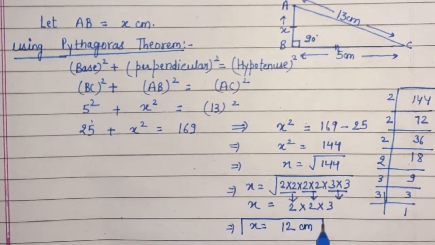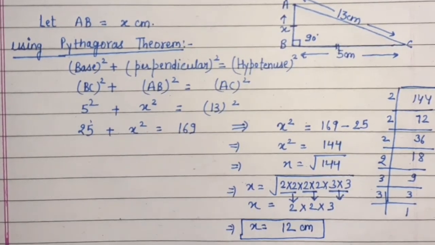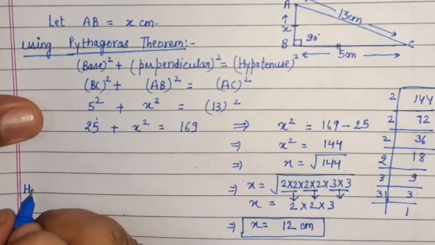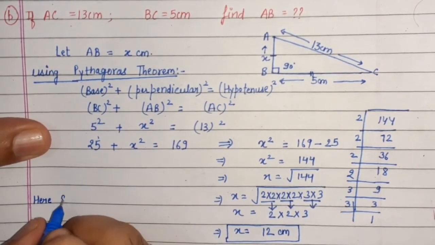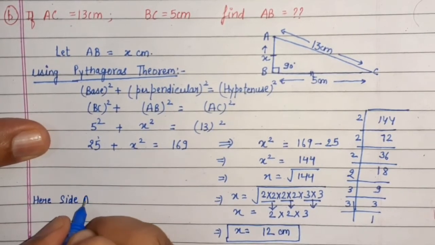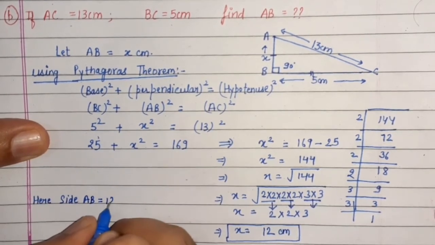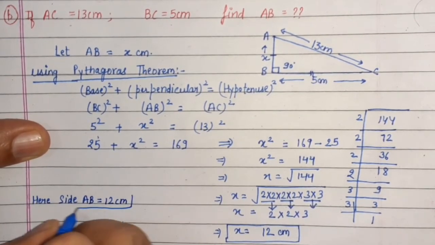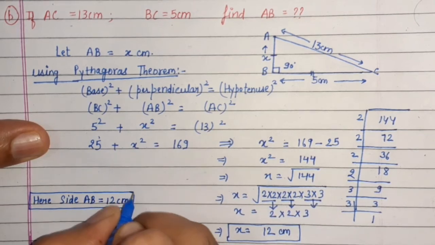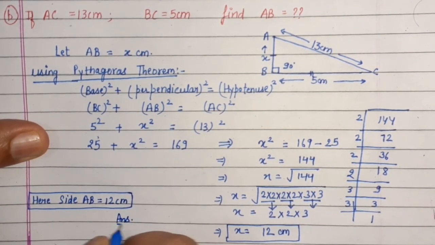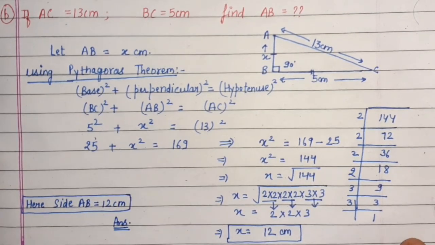This is our answer. And here you can write, side AB is equals to 12 centimeter. This is your final answer. Now move to the question number 8.